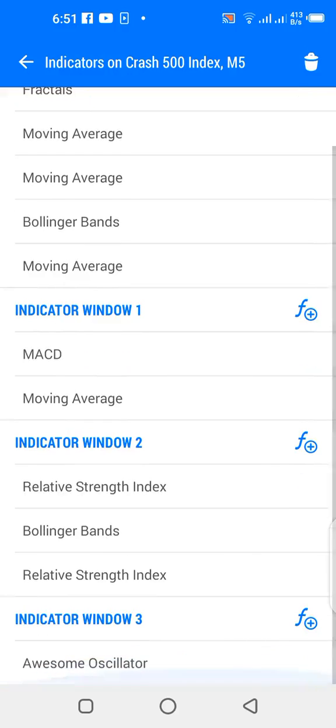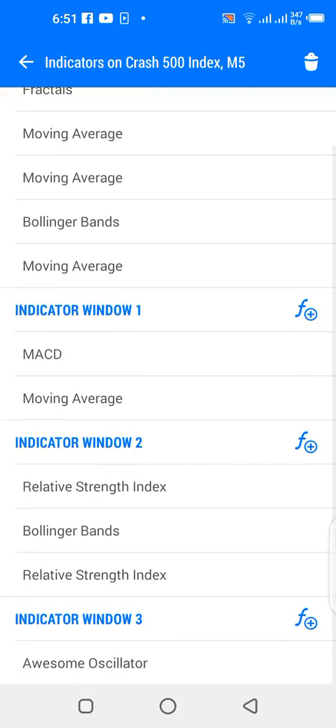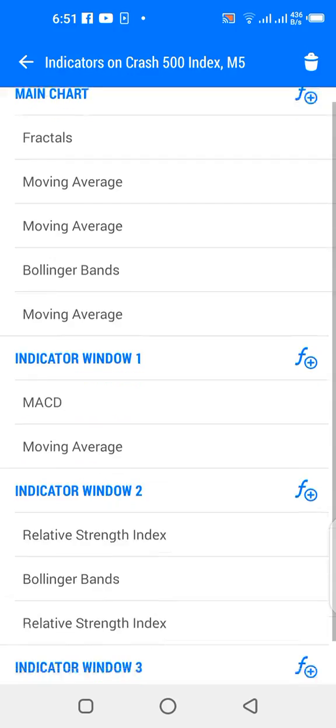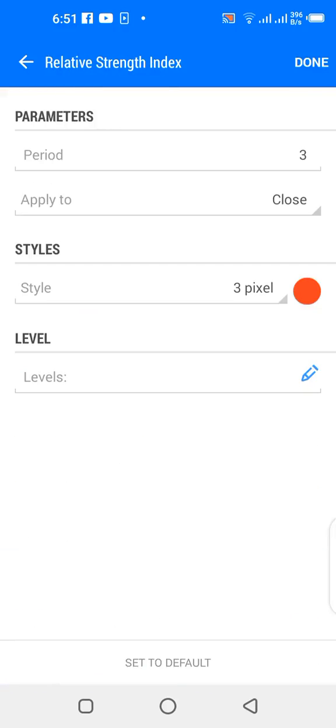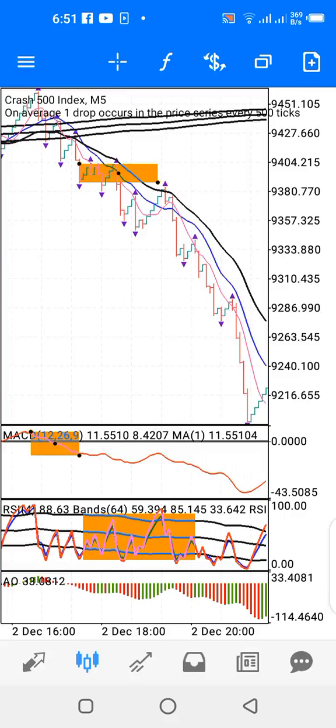Then we have the relative strength index again. Period is 3 this time around, apply to close, color is red. So we have two relative strength indexes. The first is 4 and the second is 3. The first is blue, the second is red. All right, now let's go to the chart.